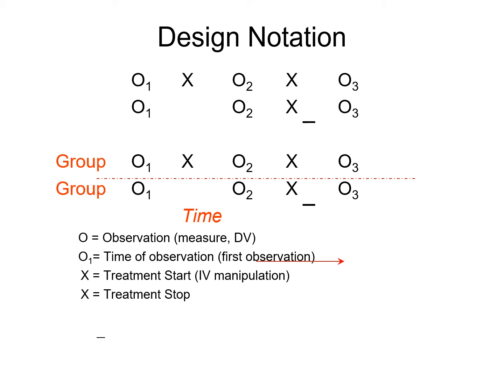That's O2. At this point, in the first group, I would actually remove the intervention, while I add the intervention to the second group. And finally, at the end of the semester, I would measure a final time, O3.